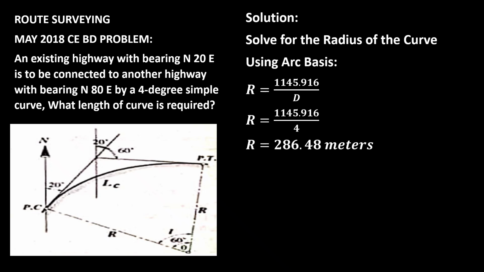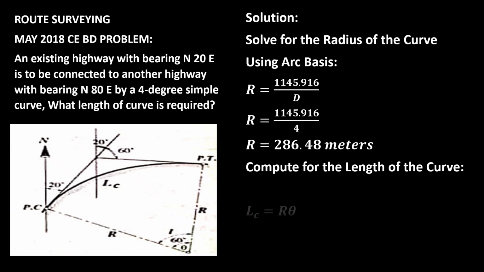In order to solve for the length of the curve, the radius solved must be multiplied by the central angle of our given curve. We can now solve for the length of the curve by using the R theta formula. Since we have already calculated the radius, and our central angle is also given, take note that our central angle must be converted into pi radian. That is why we have to multiply 60 degrees by pi over 180 to convert it into pi radian.